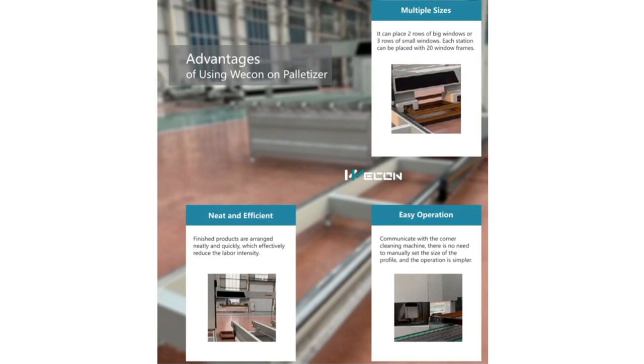Last but not the least, we will see the advantages of pelletizer machine. So as I told you earlier, it can stack up to 20 window frames in one stack. It can neatly and efficiently stack our finished products. And the best thing is, it is communicated with the other machines like corner cleaning machines. So there is no any human operation required to start and stop this machine. This machine is operated by itself.